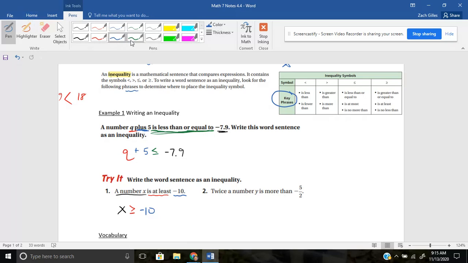Next one, we have twice a number Y. So to say that, we'd say 2Y. That means twice a number Y, so it's 2 times Y. Is more than, we come right here. We see that that's a key phrase to say greater than. Okay, and then negative 5 halves. And there we have it. That's all we need to do is write that inequality. If you have questions on either of those two, let me know.